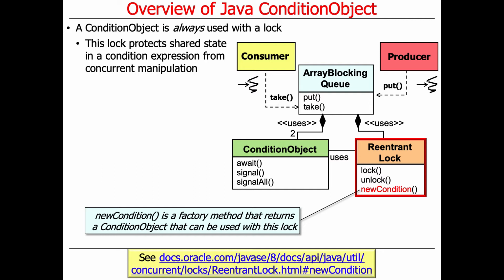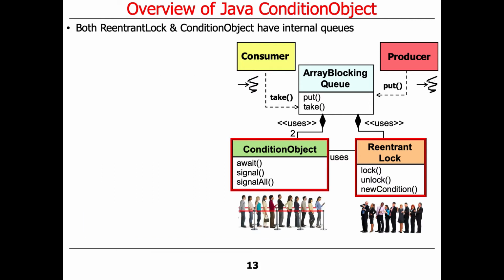Now, one of the things we'll see later, and it's kind of interesting, is that you can actually have multiple condition objects sharing the same lock. So we'll see that when we talk in more detail about ArrayBlockingQueue and its implementation. It actually shares those things.